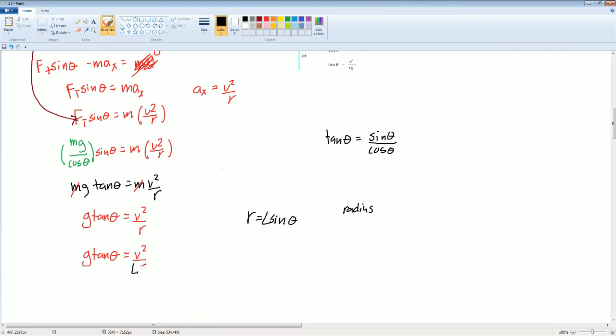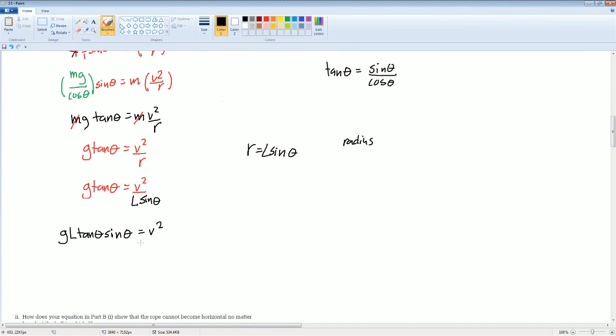L sine theta. Good. Multiply this over to the other side. You should now get gL tan theta sine theta is equal to v squared. Again, the order doesn't matter, right? You could have sine theta, tan theta. Doesn't matter. v squared. Okay, v is going to be equal to the square root of gL tan theta sine theta. There you go. That is the velocity.